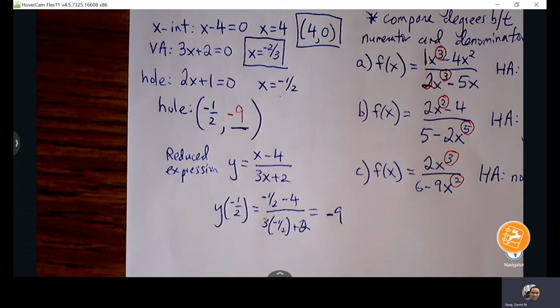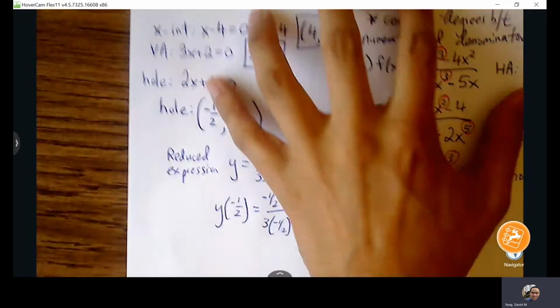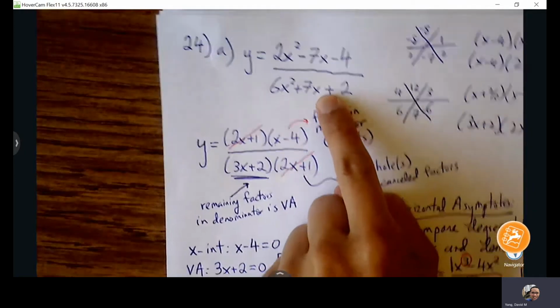Now, with horizontal asymptotes, everything up to this point we've been using the factored form to help us find x-intercepts, vertical asymptotes, and holes. But to find the horizontal asymptote, I think it's easiest if you go back to the original problem. It's a lot easier to identify the highest exponents and to find your leading coefficients. So we don't want to use the factored form for horizontal asymptotes. We want to use the original problem. So I'm going to go back to the original problem here.